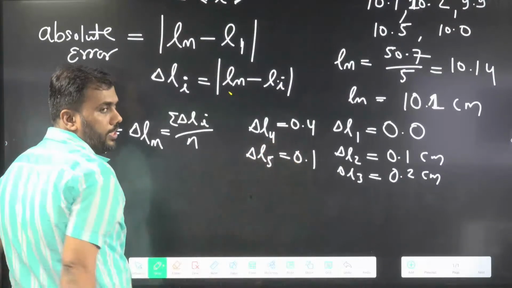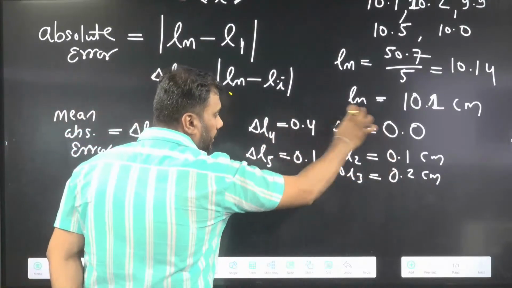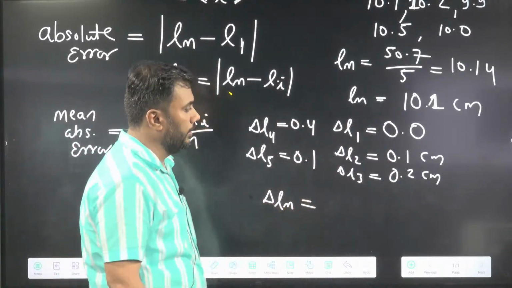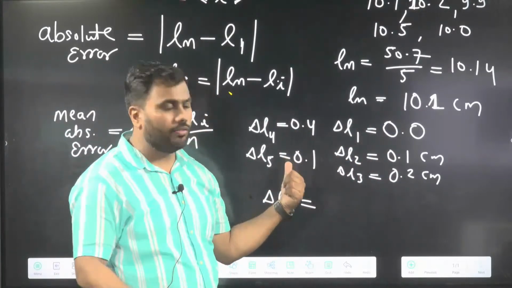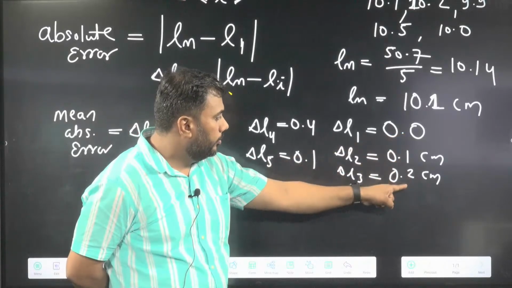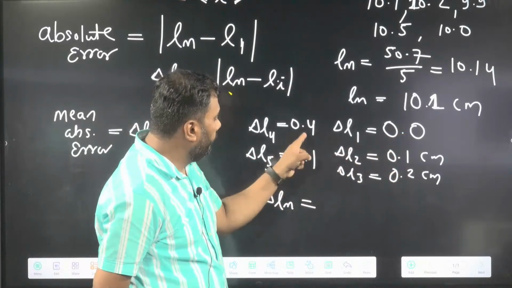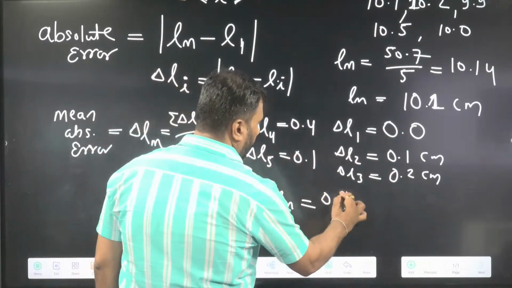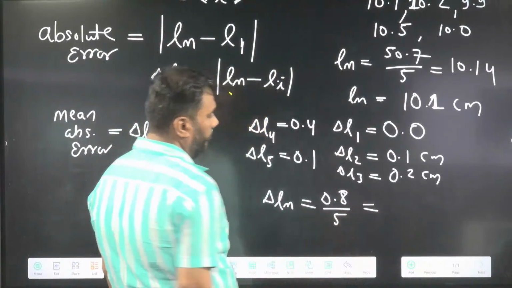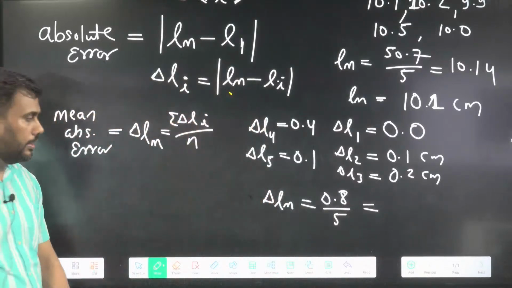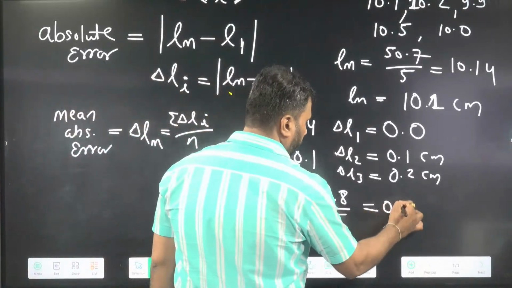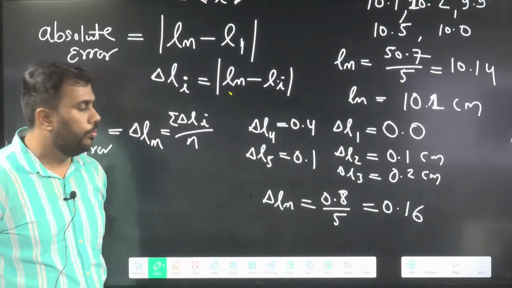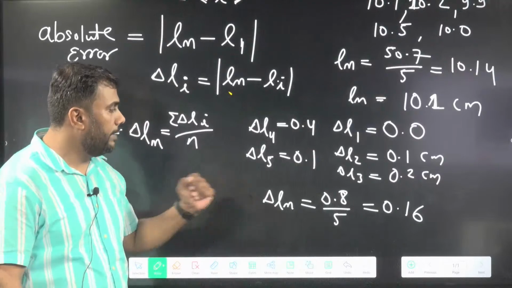Find out mean absolute error here. Errors, these are absolute errors. Take mean. Add these and divide by number of samples: 0, 1, 3, 3, 3, 4, 7. 7 plus 1, 8. So 0.8 divided by number of samples, 5. What is 0.8 by 5? 0.16. So this is your mean absolute error.